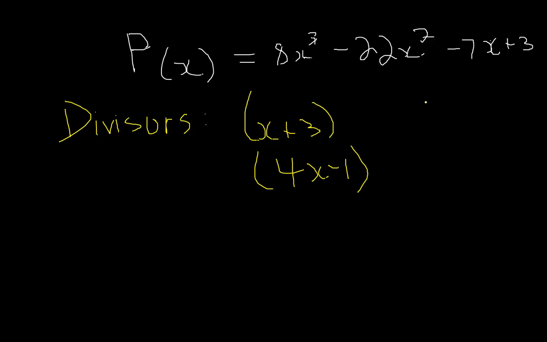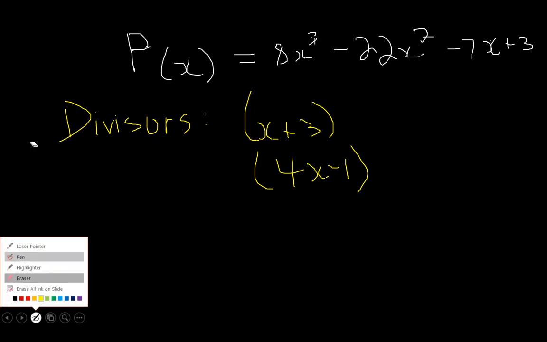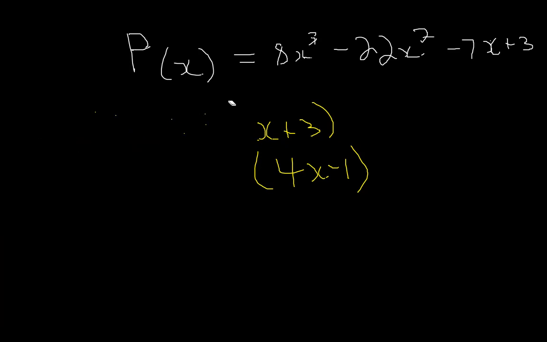Well, we know from just now, if my divisor is a factor of the polynomial expression, then my remainder would be 0. So they want to determine, is x plus 3 a factor or is 4x minus 1 a factor? To do that, we need to find out the remainder. If the remainder is 0, then that means that it's a factor. So let's do that now.